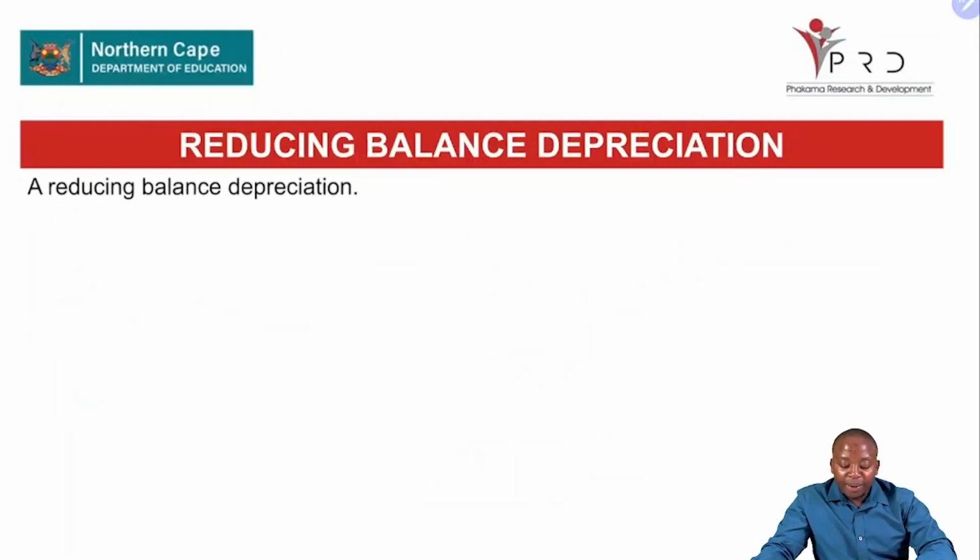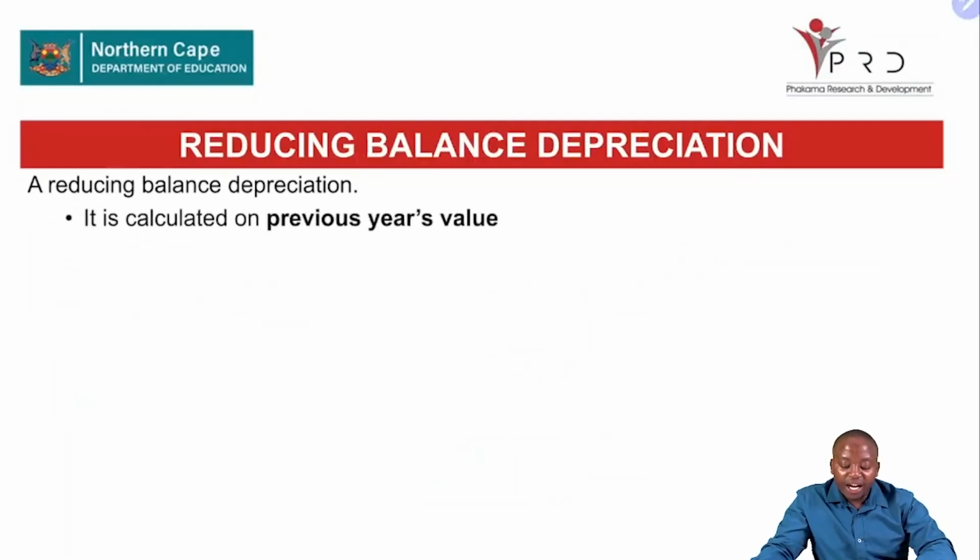Now, reducing balance depreciation is calculated on the previous year's value. That is to say, the closing amount of the previous year will be used to calculate the new depreciation for this year. That means each and every year we will have a new depreciation. Given that the value will decrease yearly, the depreciation will also decrease every year.